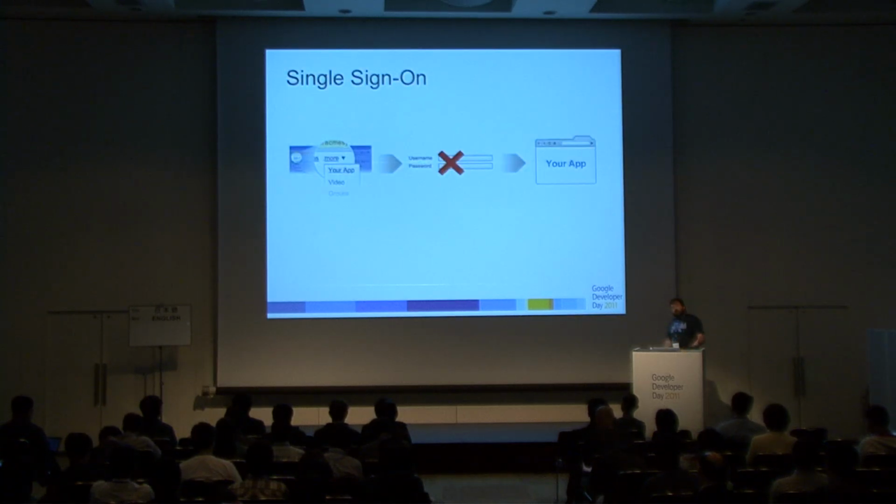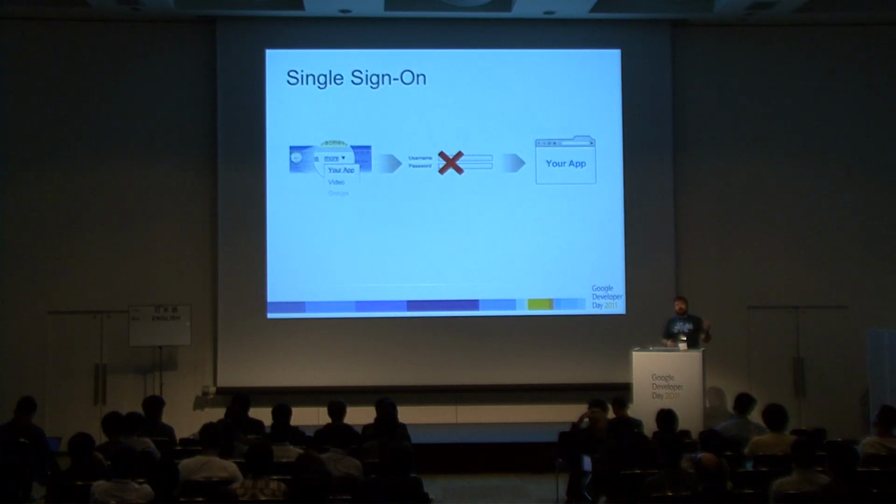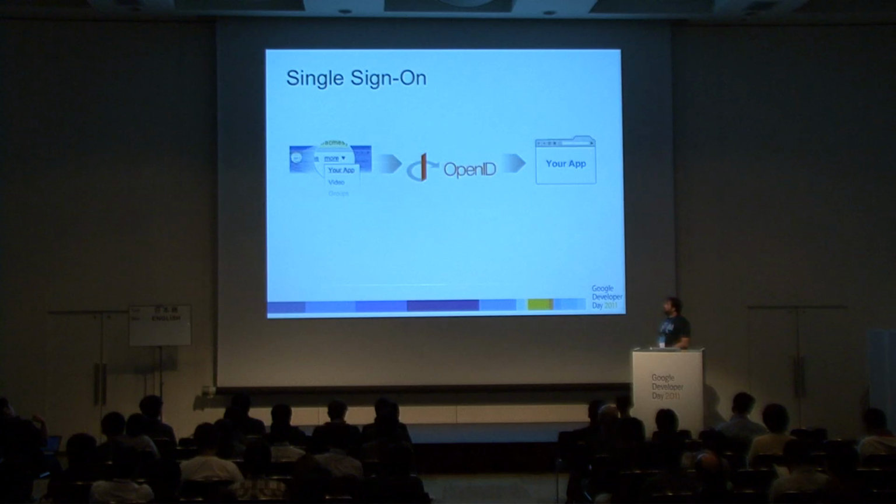The requirements for getting in the marketplace are pretty simple. We have one requirement, which is single sign-on. That is just to make it really easy for users to switch between applications, just as they can switch between Gmail, Calendar, Contacts, and Docs without having to sign in every time. When you buy an app from the marketplace, you get that same ease of use and the same ability to switch between applications seamlessly. And we do that with OpenID.